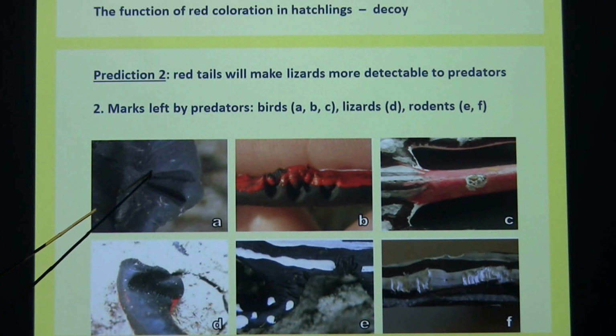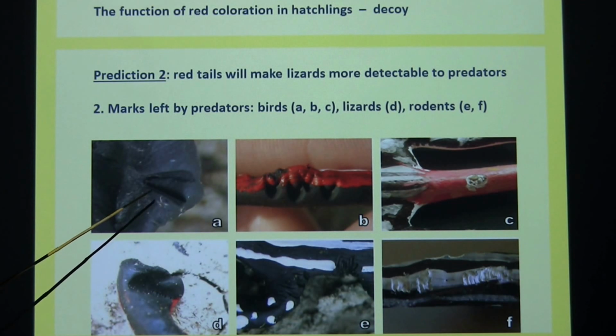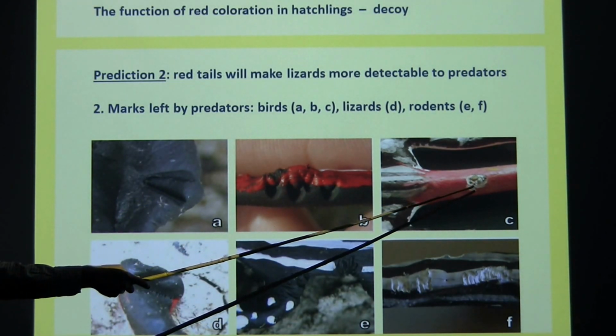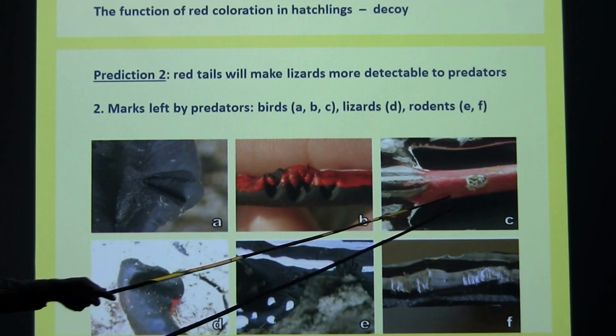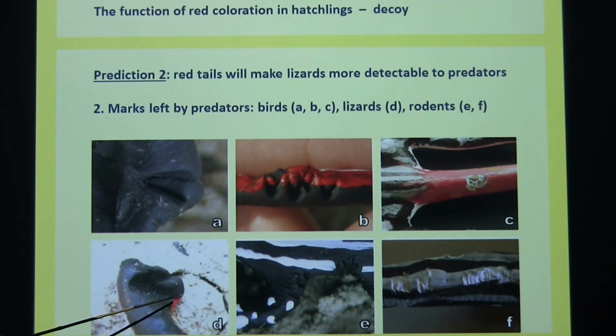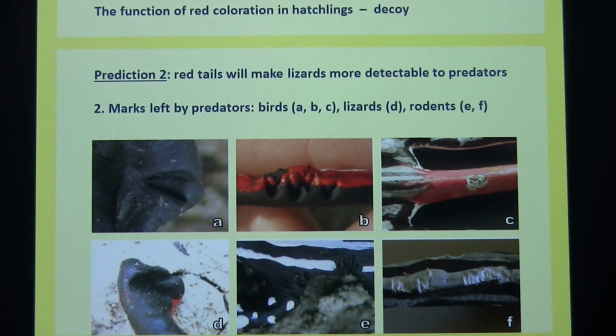For example, this is the mark left by a bird on a plasticine model. This is the mark left by a bird on a plasta model. And these are tooth marks left by a lizard on a plasticine model. In the analysis, we only included attacks by birds because birds are mainly visually directed predators.